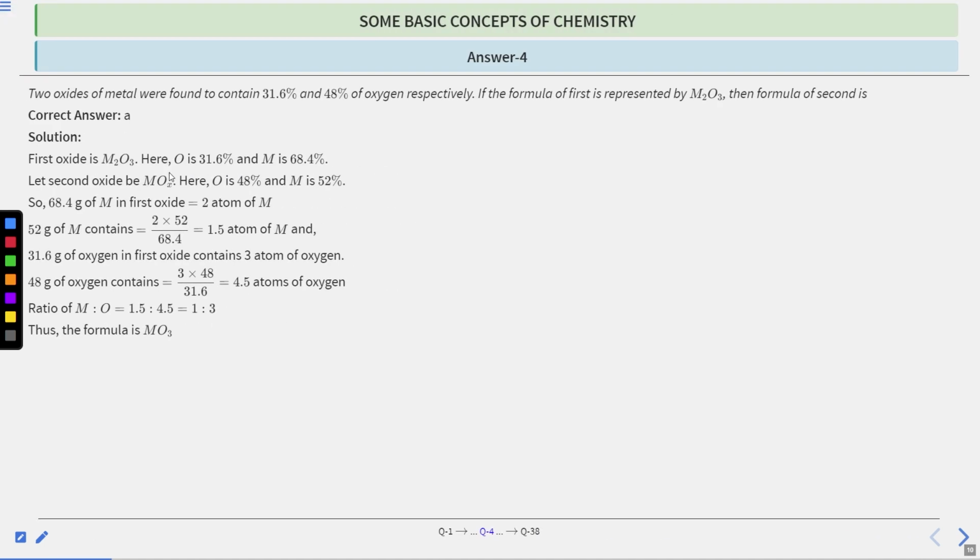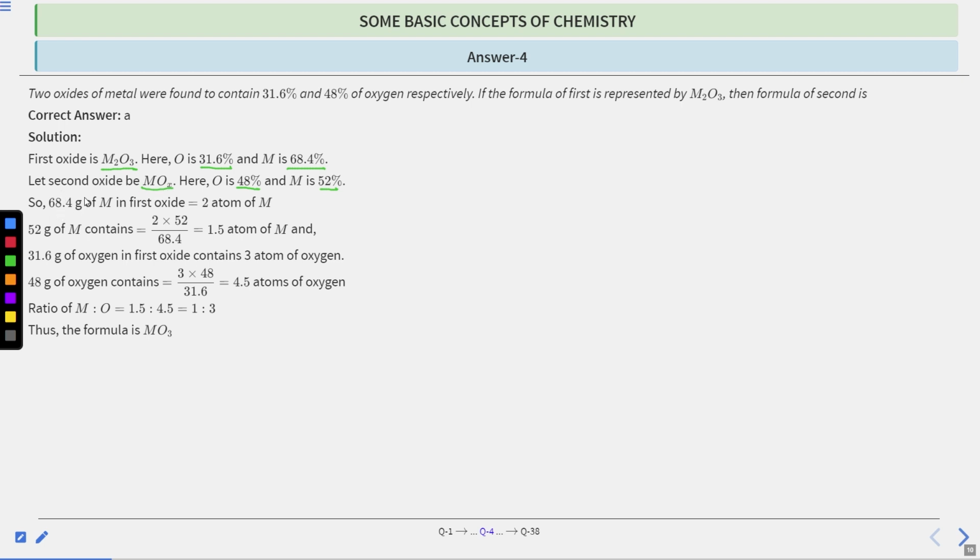Okay, so the answer will be option A. And how? The first oxide is given as M2O3. Here, oxygen is 31.6% and metal is 68.4%. And in the second oxide, it is given that oxygen is 48%. So the metal will be 52%. Let the second oxide be MOx.